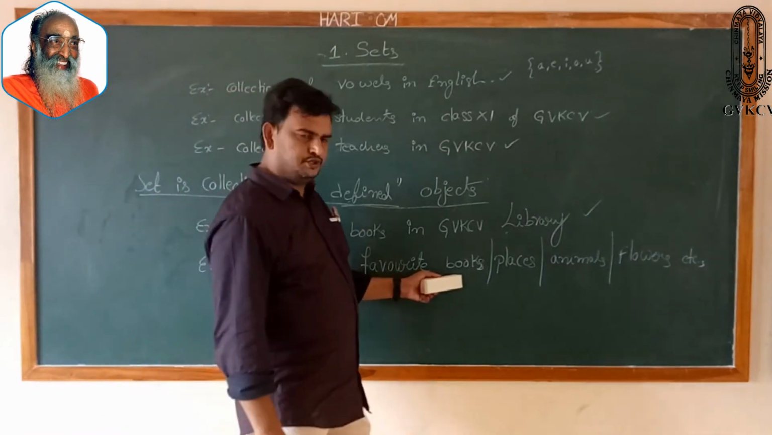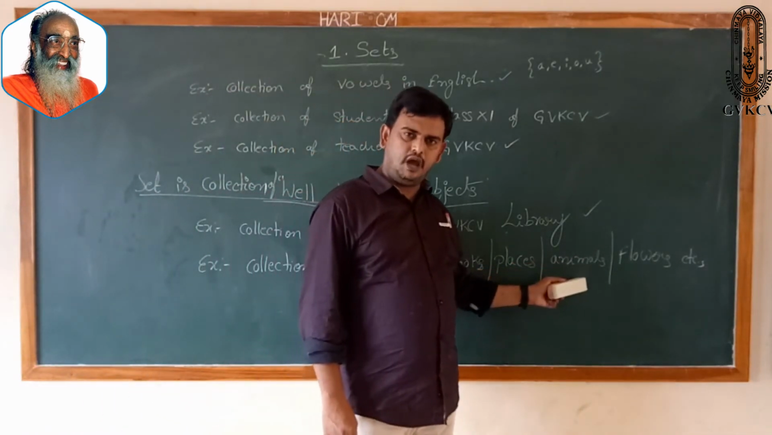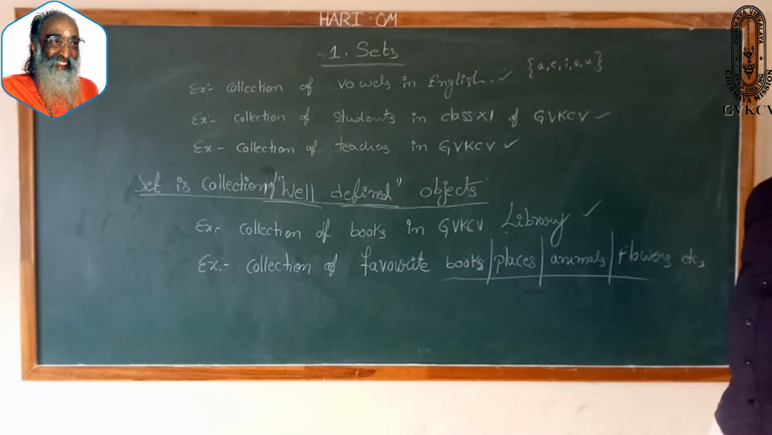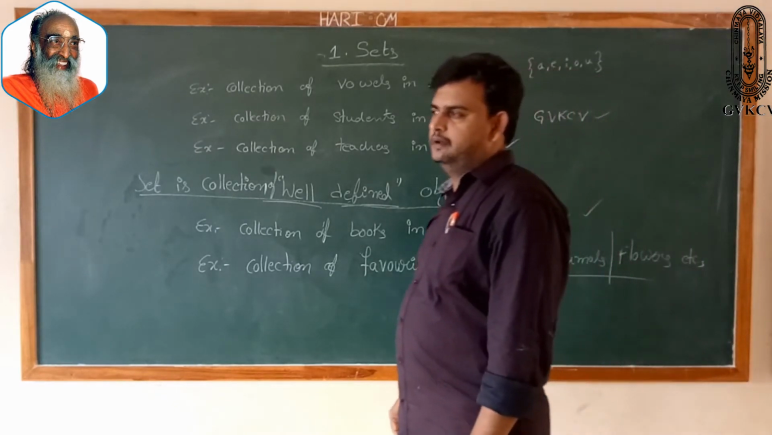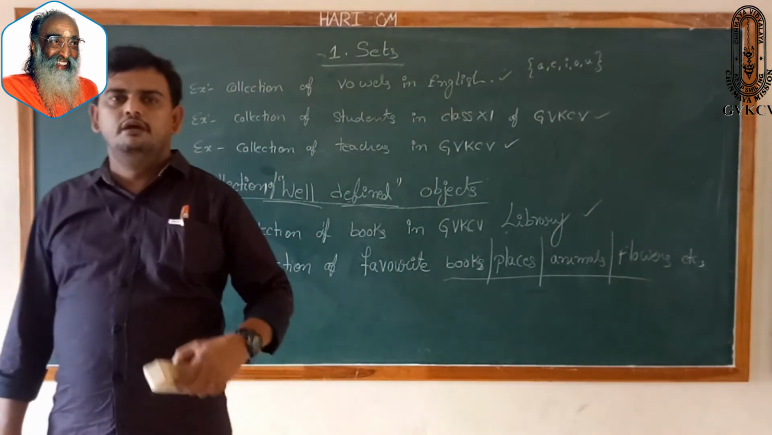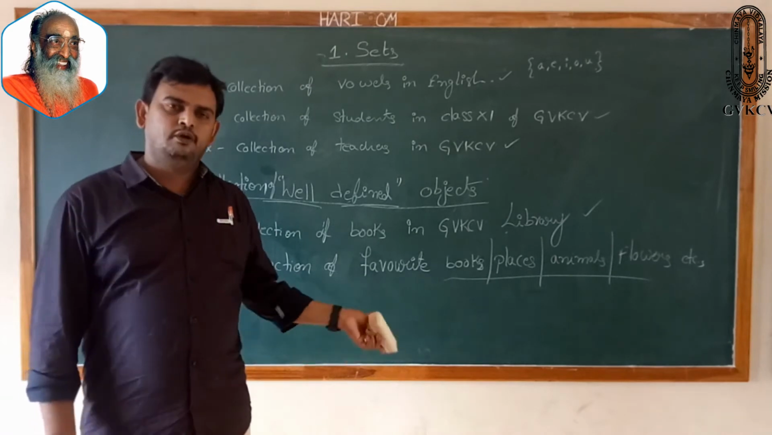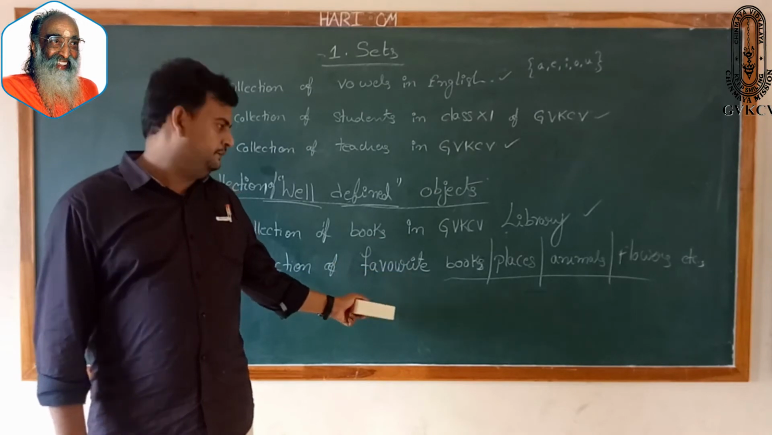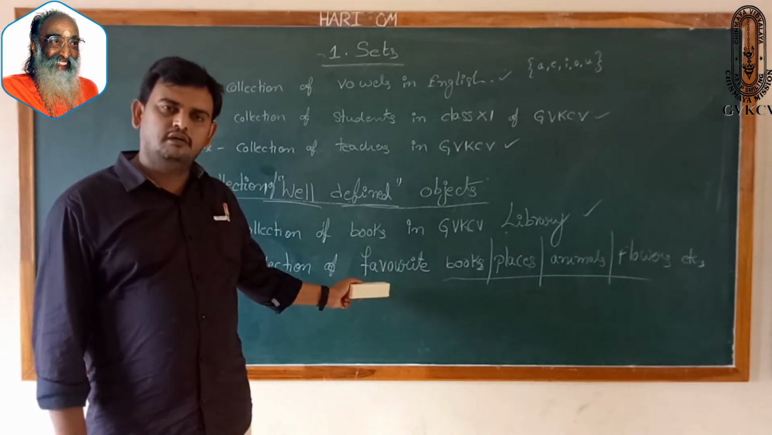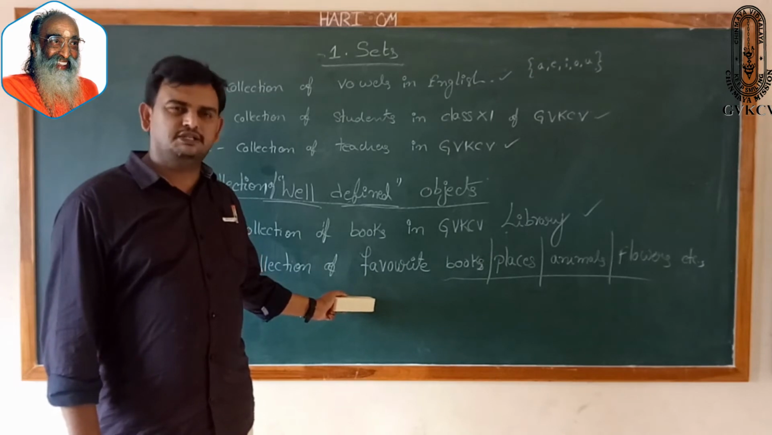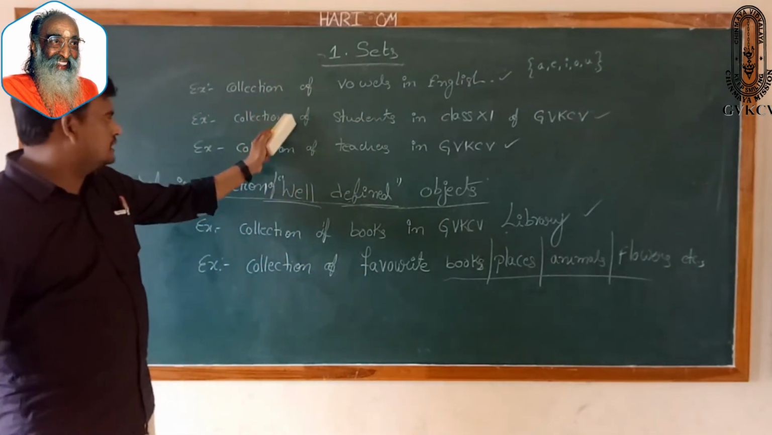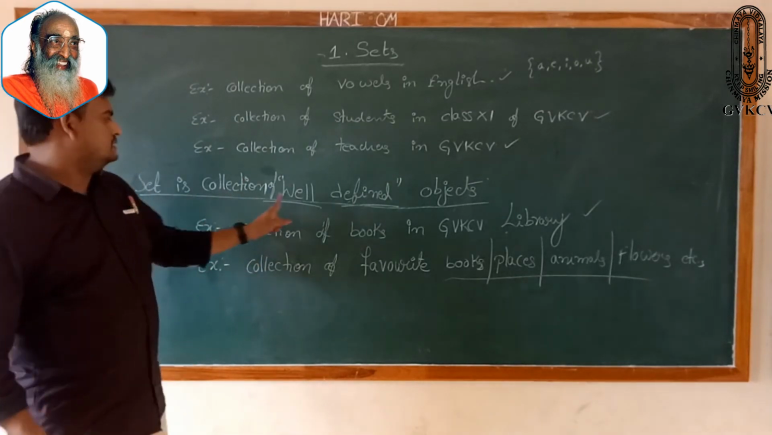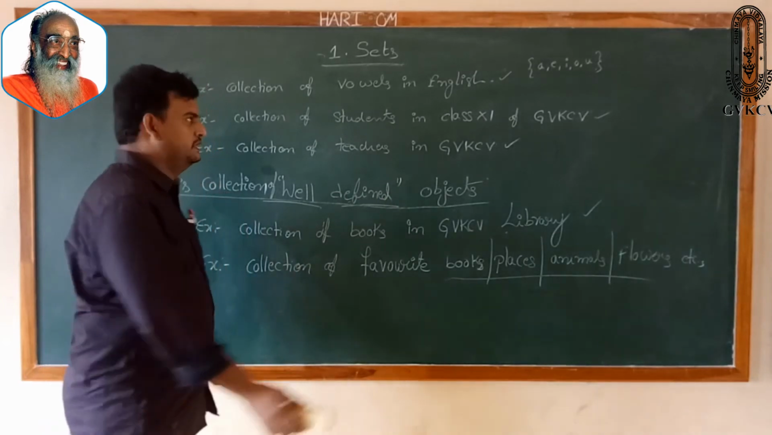Collection of favorite books or places or animals or flowers. All these collections depend on every individual. So you will not get the same answer from everyone. That's why it is called not well defined. So this collection is not called a set. The other collections are called sets. So a set is a collection of well-defined objects.